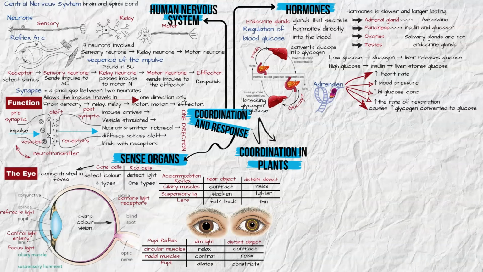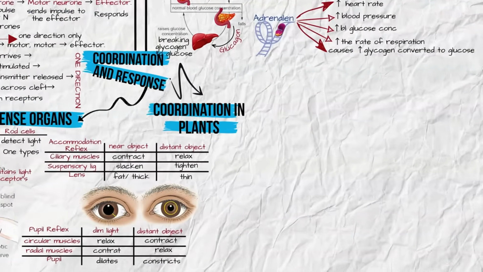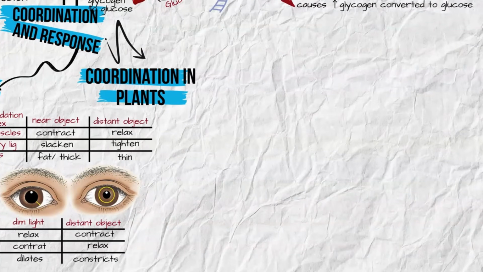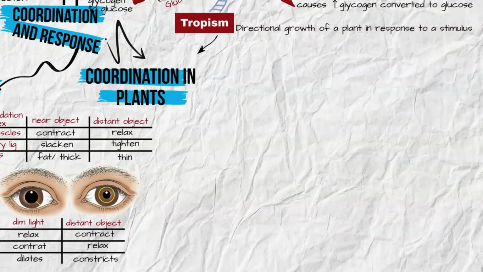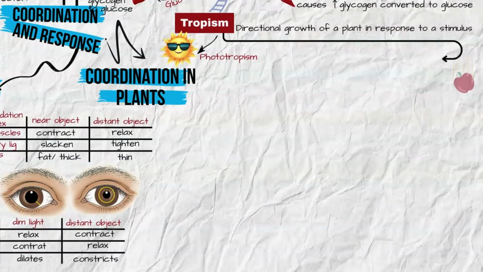This is Topic 4, Coordination in Plants. Let's get straight into it. First, you must understand what tropism means. Tropism is a directional growth of a plant in response to a stimulus. If the stimulus is light, we call it phototropism. If the stimulus is gravity, we call it gravitropism.